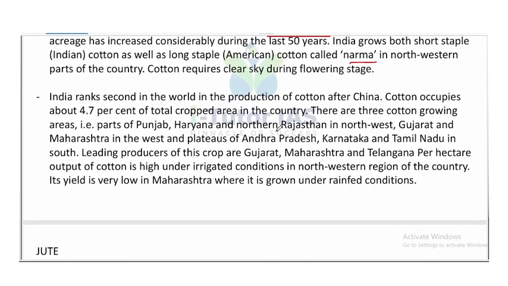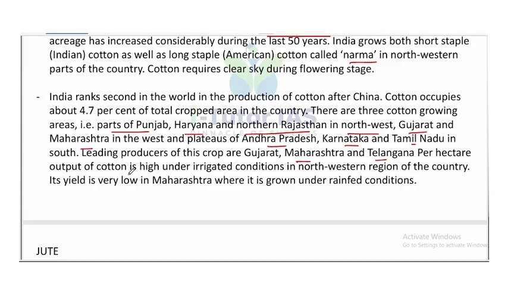India ranks second in the world in the production of cotton after China. Cotton occupies about 4.7% of the total cropped area in the country. There are three cotton growing areas: first, parts of Punjab, Haryana and northern Rajasthan in the northwest, then Gujarat and Maharashtra in the west and plateaus of Andhra Pradesh, then Karnataka and Tamil Nadu in the south. Now, leading producers of this crop are Gujarat, Maharashtra and Telangana.